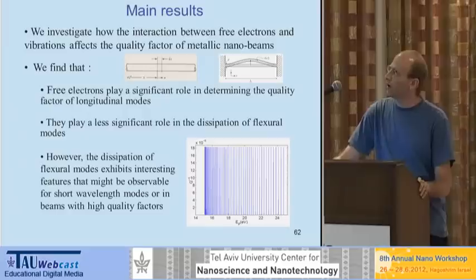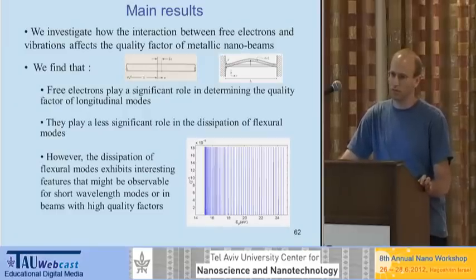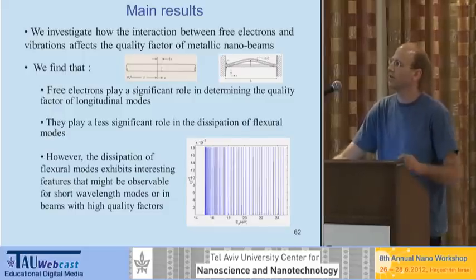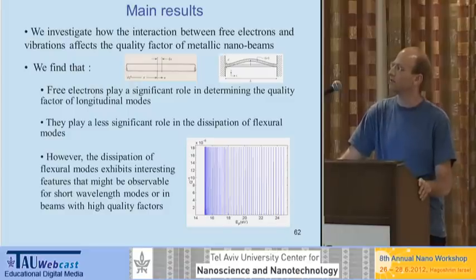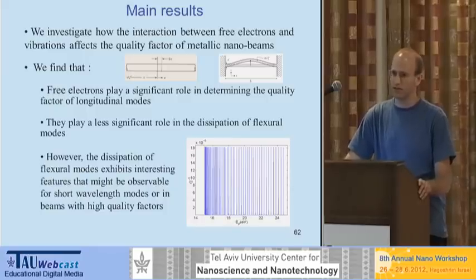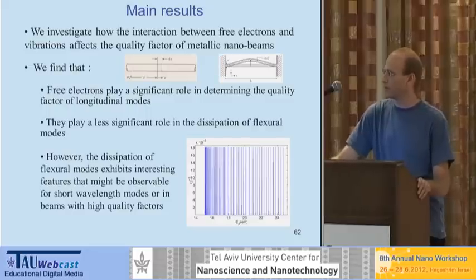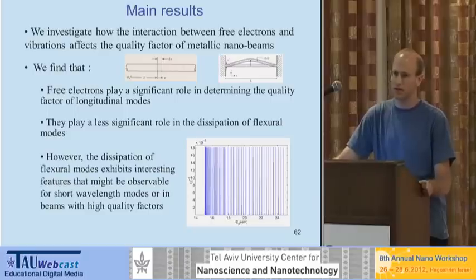So we are investigating how flexural modes and longitudinal modes in such nanobeams interact with the free electrons of the metallic beam, and therefore induce dissipation. To summarize very shortly, we find that longitudinal modes are highly dissipated by such interactions. The flexural modes are less dissipated. However, they display some very interesting features, such as the resonance effect shown in this graph as you vary the Fermi energy of the nanobeam. These features can be seen mainly at low temperatures and short wavelengths.